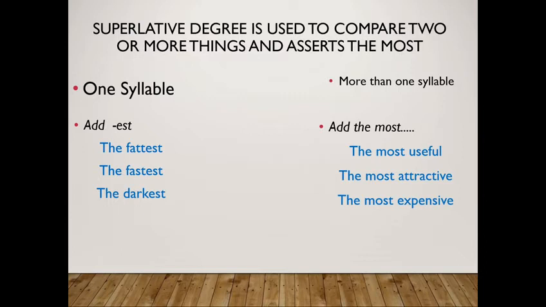Attractive. It has three syllables. It becomes the most attractive. Expensive. It becomes the most expensive. Okay? Have you got it? Good.